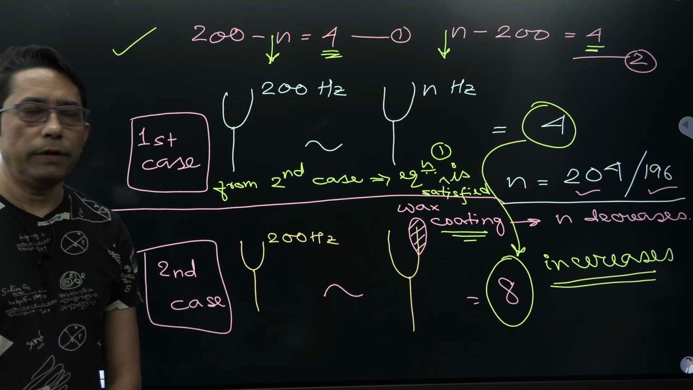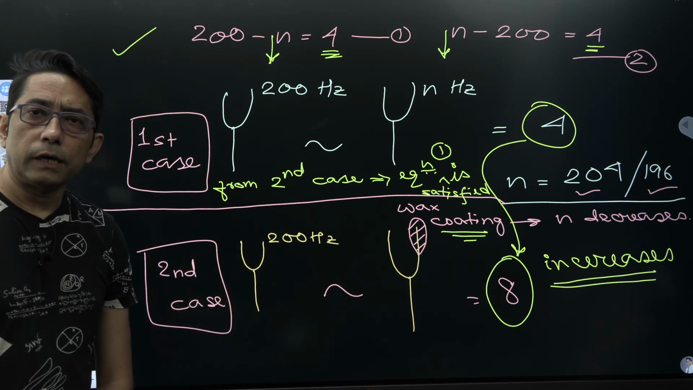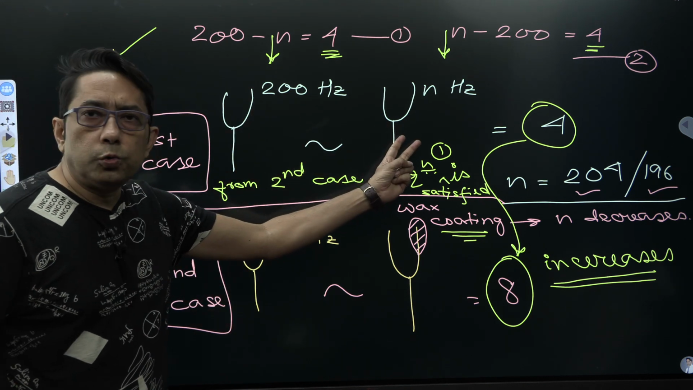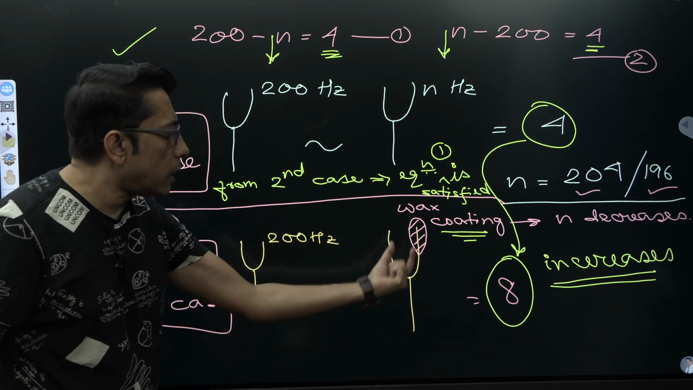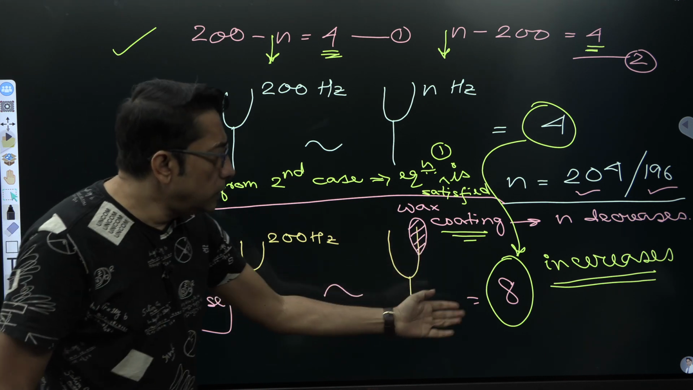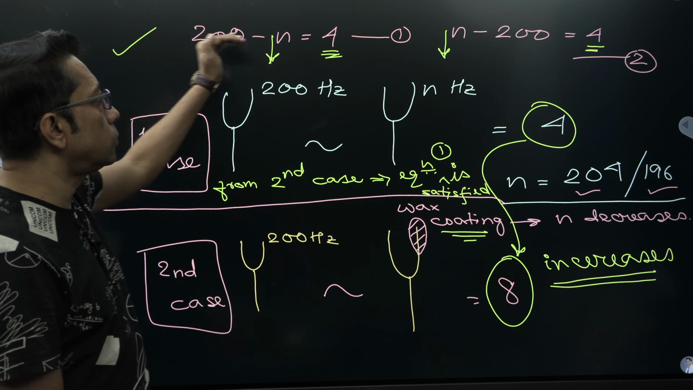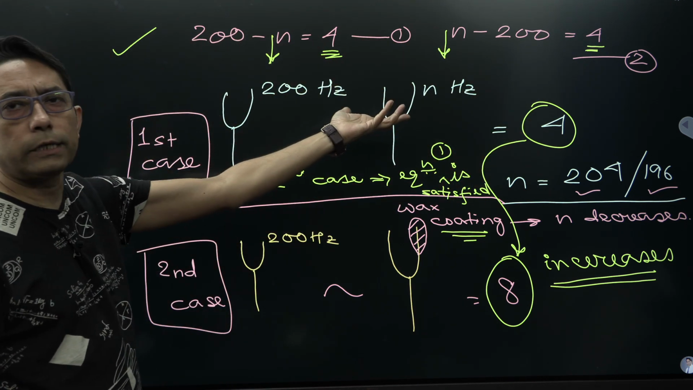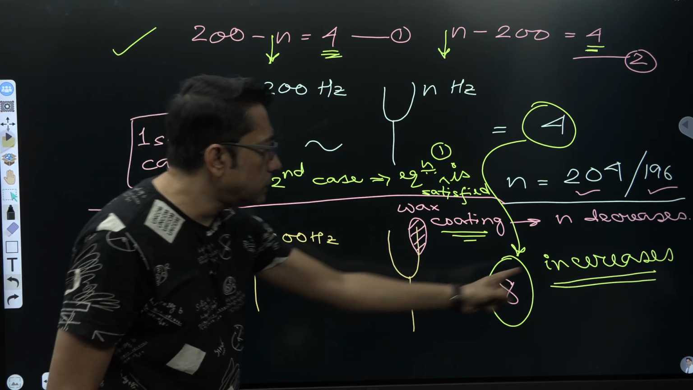Tell me, if anyone has any doubt, please ask. Ask me if you have any doubt, like if you don't understand how this happened, then I will explain again. Listen again: two tuning forks sounded together produce 4 beats. Two tuning forks sounded together, but after giving wax coating to the unknown fork, the number of beats increases. After seeing this, we go to writing new equations. Of the two equations, one has to be correct. Now from the second case, we see the difference increases.